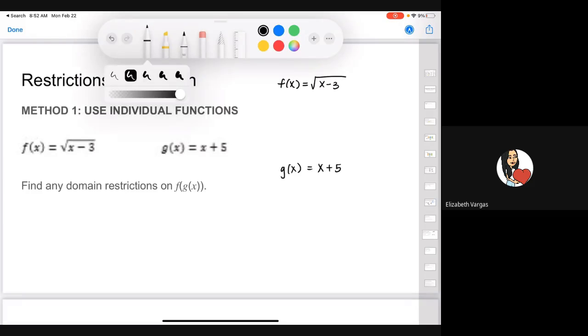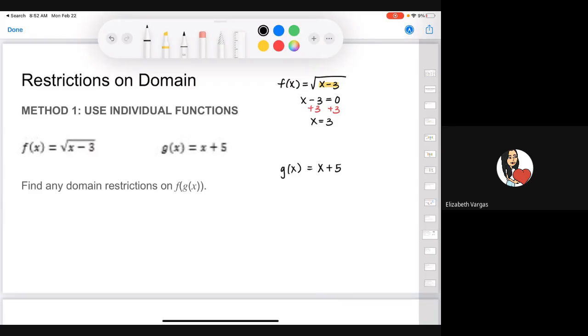And so basically what you would do is you would go ahead and find the domain restriction of f of x. And the way you would do that is you would take the inside of the square root and you would go ahead and solve for when it gives us 0. And so when it gives us 0, the way we can do that, add 3, x is equal to 3, okay?